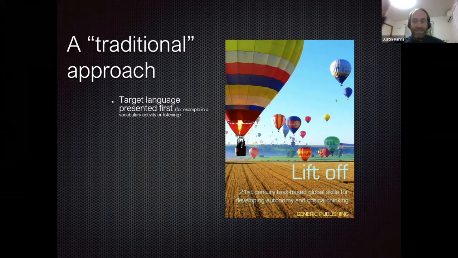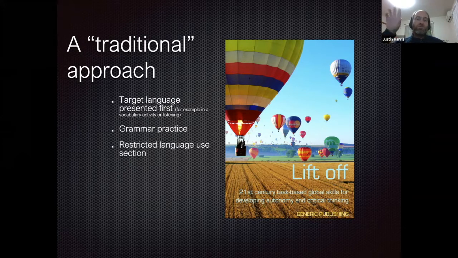I should just clearly say, this is just my imagination. There'd be a target language area where the target language is presented. It might be a vocabulary activity, or it might be a listening activity. Then there would be a grammar practice section, usually part 2, where you would practice the grammar. There'd be a restricted language use section. This would be using the grammar in some sort of context, but it would be restricted.